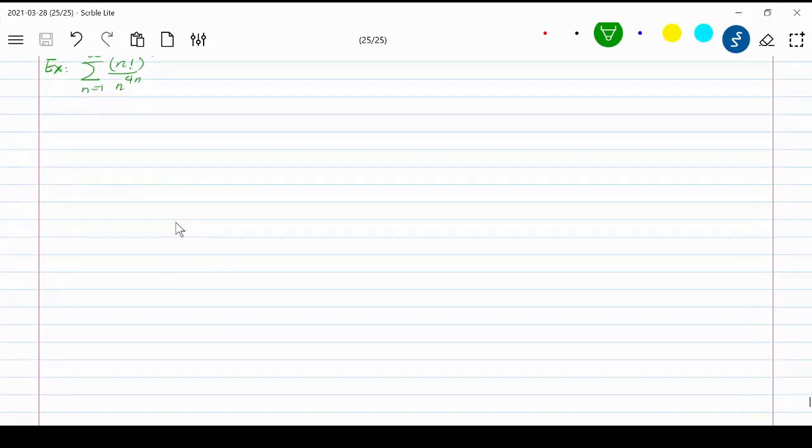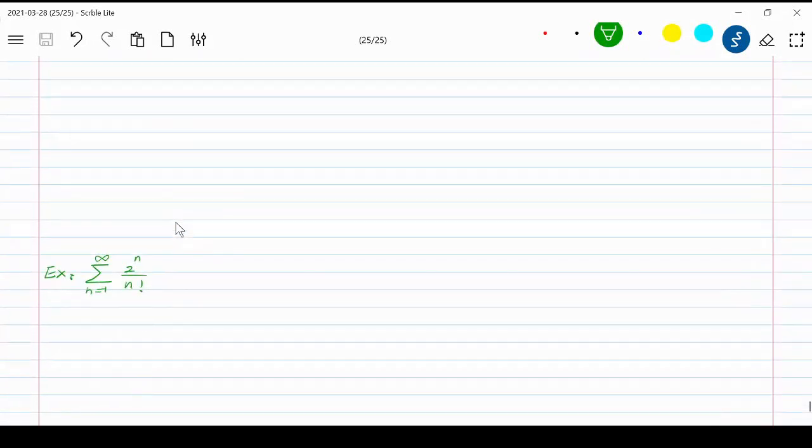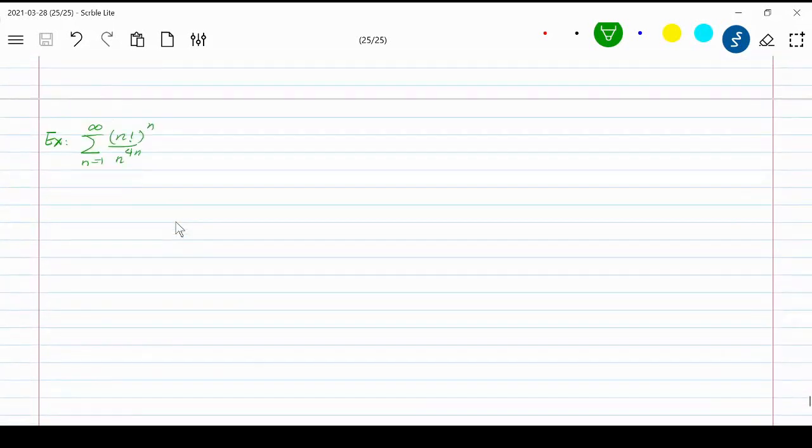If you're dealing with nth power, first figure out if you can write everything in terms of one fraction or one function to the nth power. So for example, can I write this as n factorial divided by n to the power 4, the whole thing to the n power? I can do this. This is the same series: (n factorial) to the power n divided by (n to the 4) to the power n.